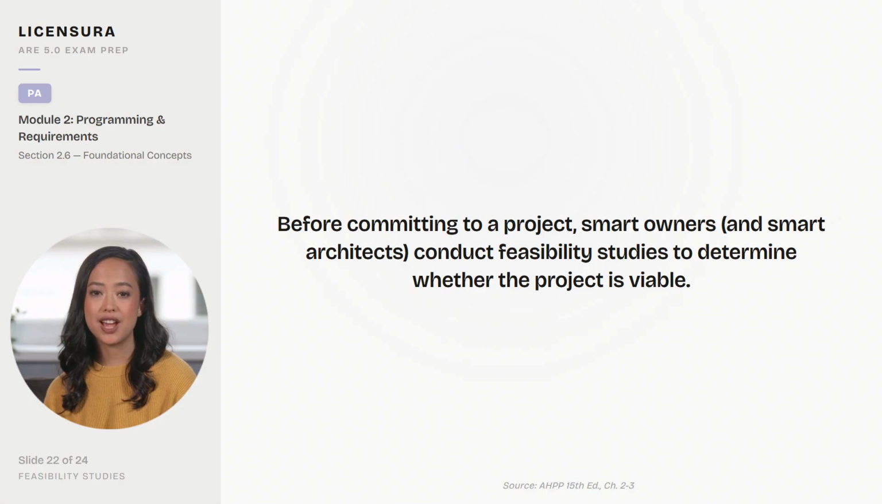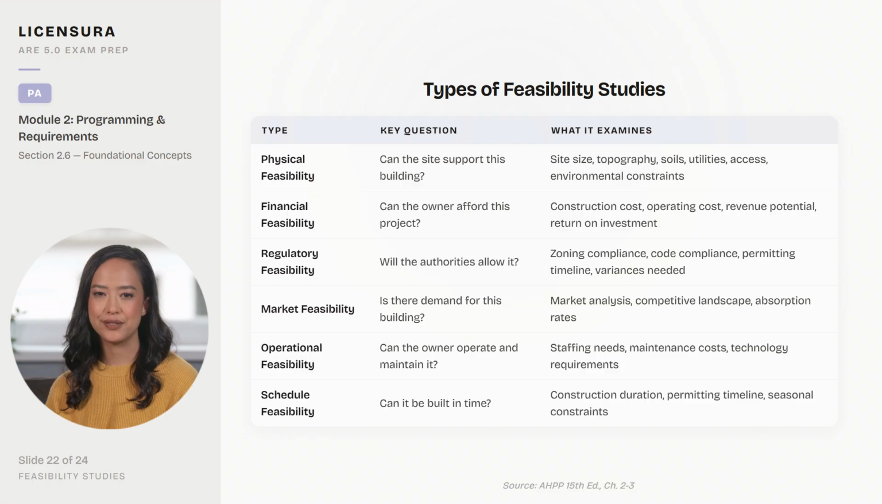Before committing to a project, smart owners and smart architects conduct feasibility studies to determine whether the project is viable. Feasibility is not one question, but several, and each must be answered before proceeding. The Feasibility Studies table defines 6 dimensions that must all pass before a project should proceed.